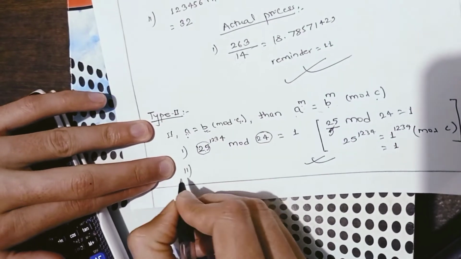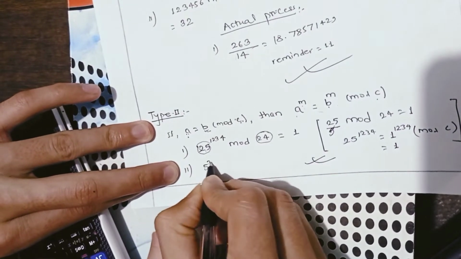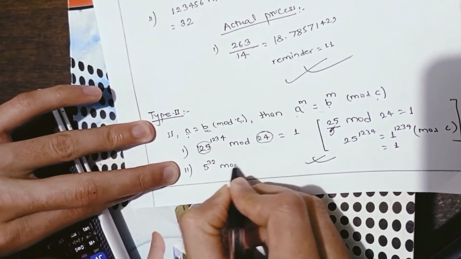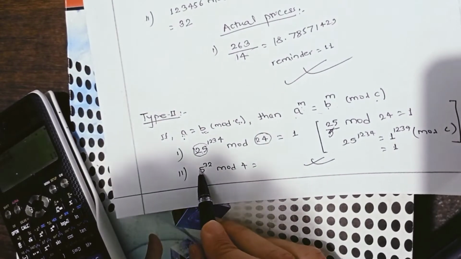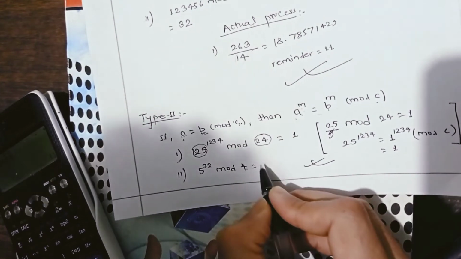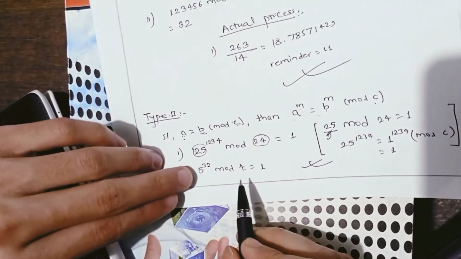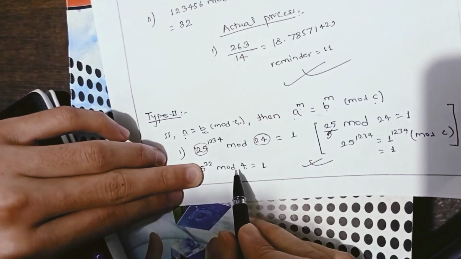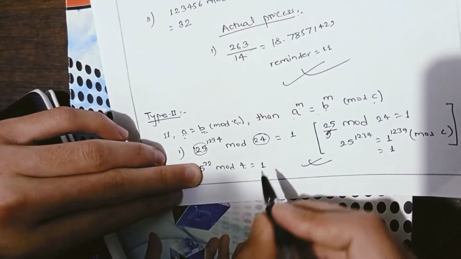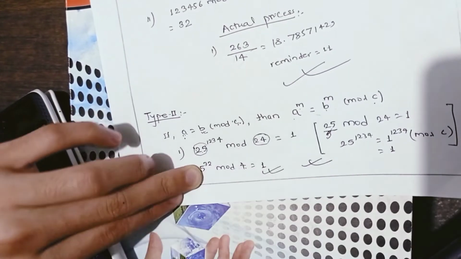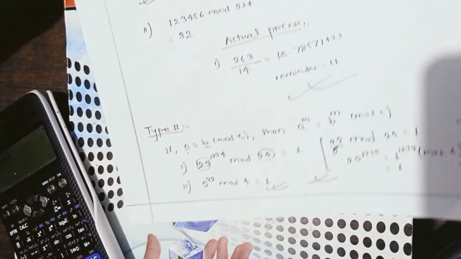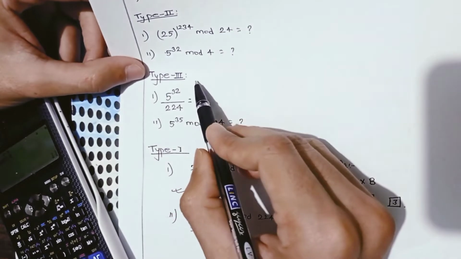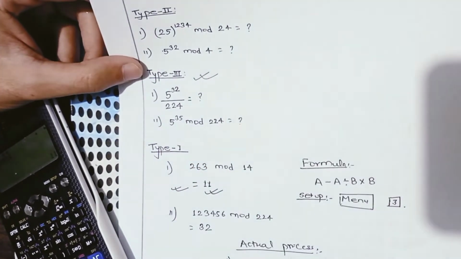Similarly, for the next number, 5 to the power 32 mod 4, we can simply know the answer. When 5 is divided by 4, the remainder will be 1, and if 5 to the power 32 is divided by 4, then the remainder will be 1 to the power 32, which is equal to 1. I hope you got it. Now we will go to the type 3 question.